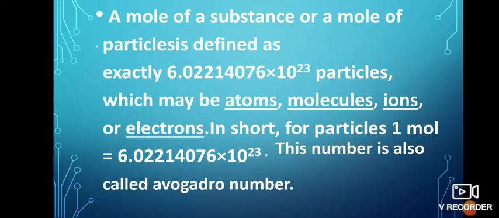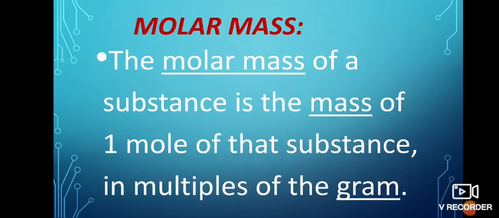A mole of a substance or mole of particles is defined as exactly 6.02214076 into 10 raised to power 23 particles, which may be atoms, molecules, ions or electrons. In short, for particles, 1 mole is equal to 6.022 into 10 raised to power 23, and this number is also called the Avogadro number. And the molar mass of a substance is the mass of 1 mole of that substance in multiples of the gram. This mass is called molar mass.